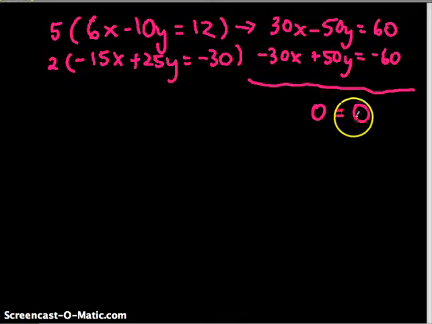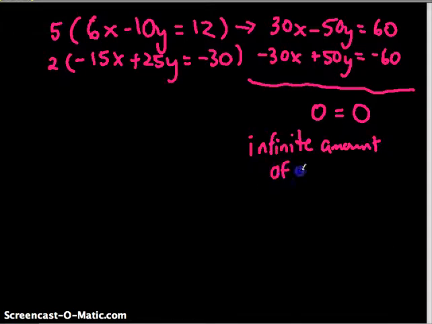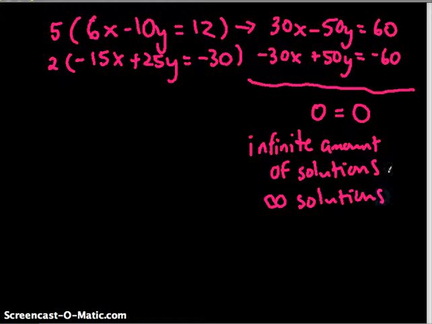So now we have a statement, 0 equals 0. Is that a true statement? Yes. So in that case, when we have a true statement, we have an infinite amount of solutions, because these end up being the same exact line. So the same line would intersect itself over and over an infinite amount of times, right? So that's how we get an infinite amount of solutions. You could also shorthand it using our symbol, infinite solutions.